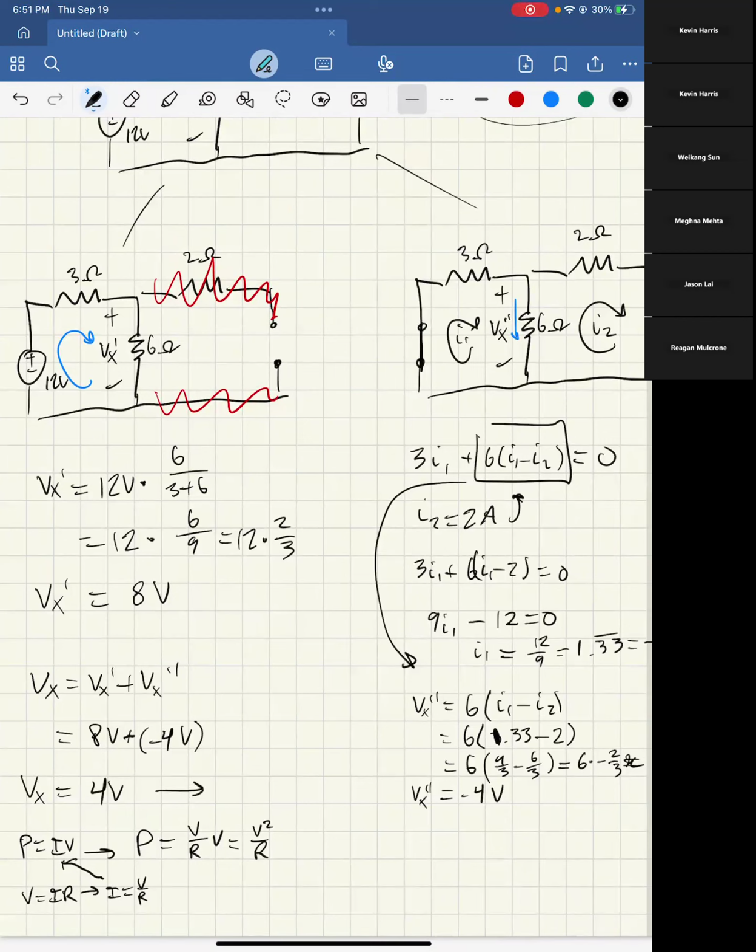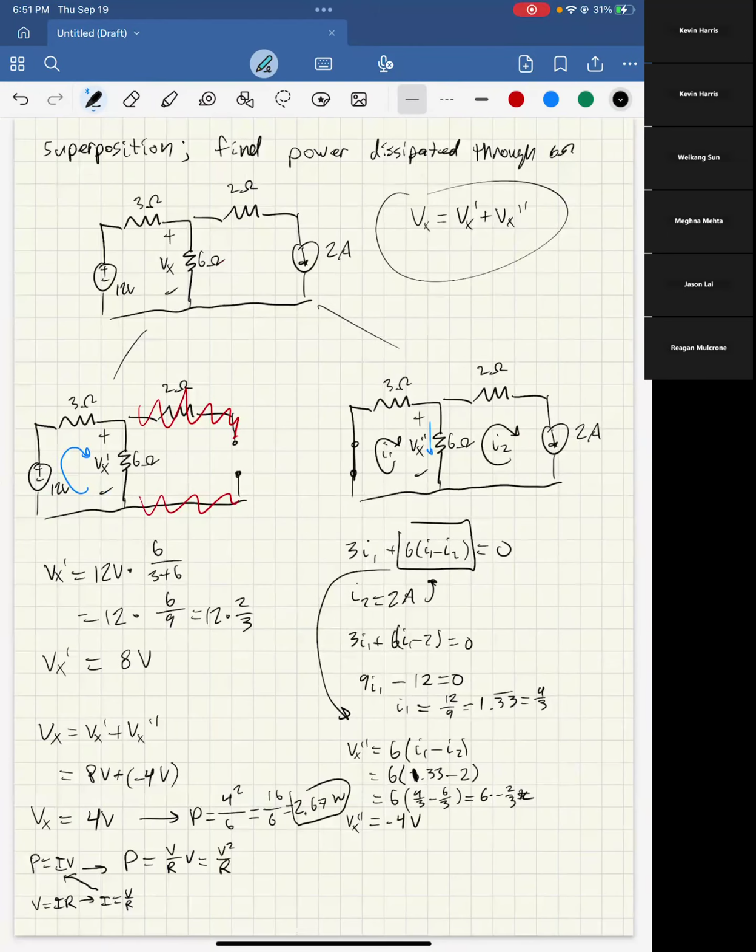So then here we get that power equals V squared, which is 4 squared over R, which is 6, which is 16 over 6, which is like 2.67 watts, which is a good enough answer. I kind of ran out of space there at the end, but hopefully you could see how that worked. Sorry for the kind of many mistakes along the way there.